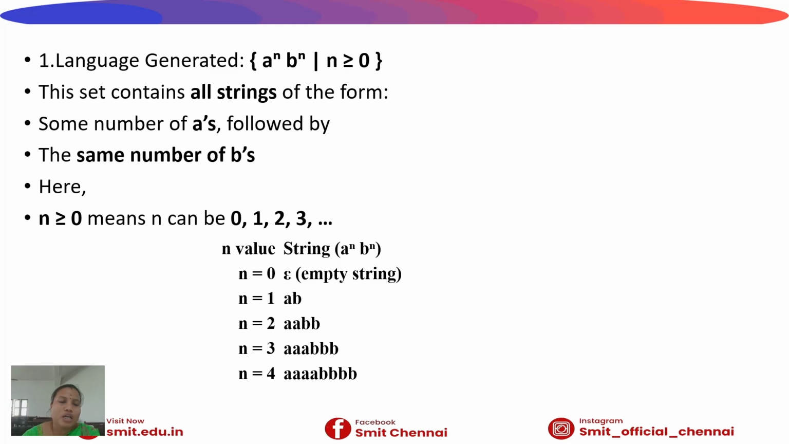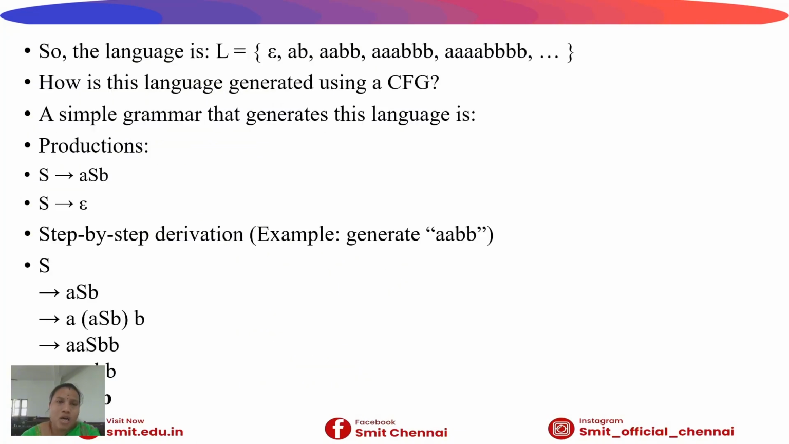n equal to 1 gives ab, n equal to 2 gives aabb, n equal to 3 gives aaabbb, and n equal to 4 gives aaaabbbb. So the language L is epsilon, ab, aabb, aaabbb, aaaabbbb. This is the language generated by using a CFG. A grammar that generates the language has the production S → aSb, and S is substituted by epsilon.